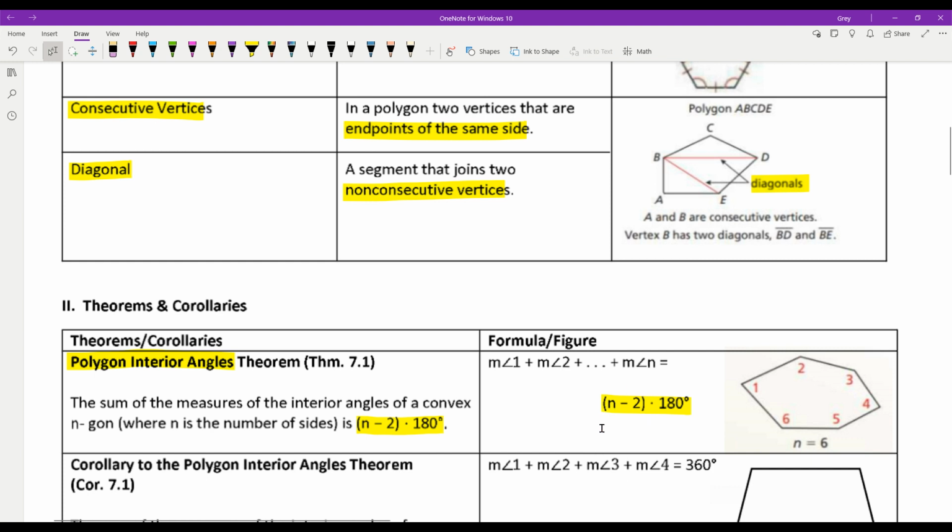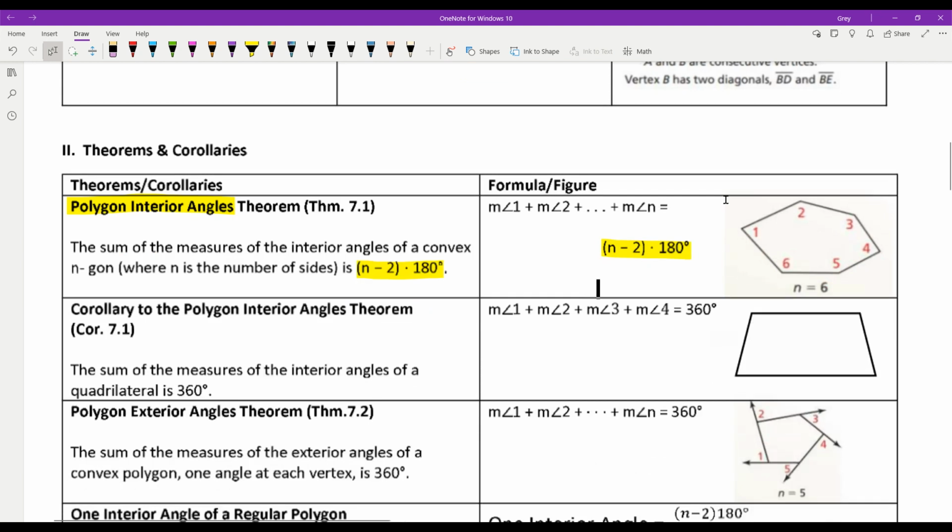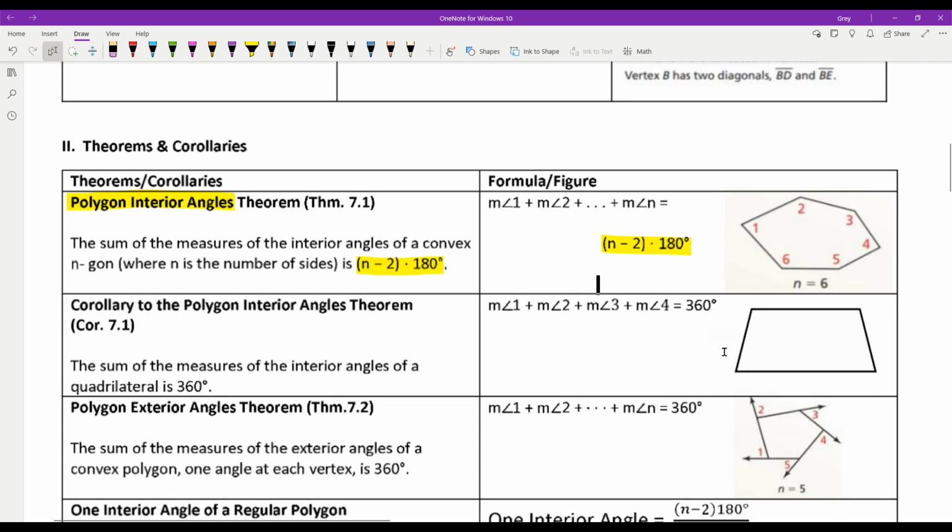So always remember 180 degrees is the sum of the angles of a triangle, and how many triangles you have is always going to be the number of sides minus 2. This one was 5 minus 2. If you think of a rectangle, it is 4 sides minus 2, which is 2 triangles. If you were to draw a diagonal, then you would have 2 triangles. So for a quadrilateral, it's easiest just to remember that it always adds up to 360.